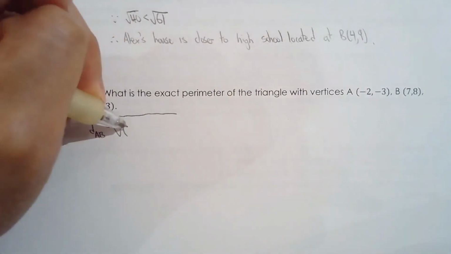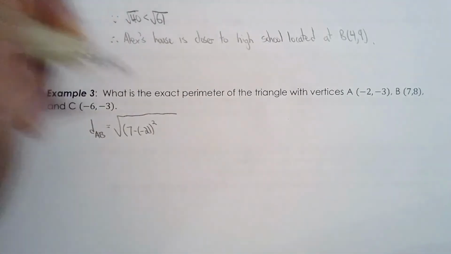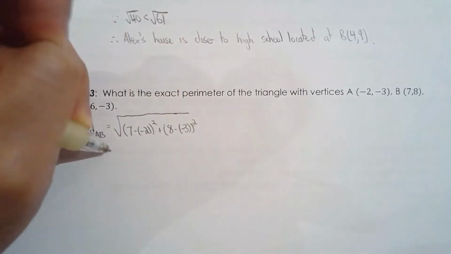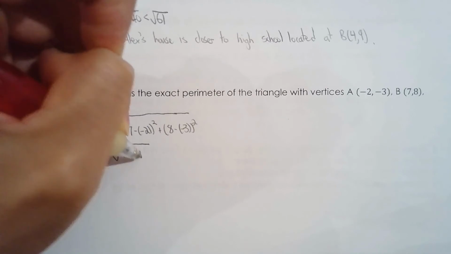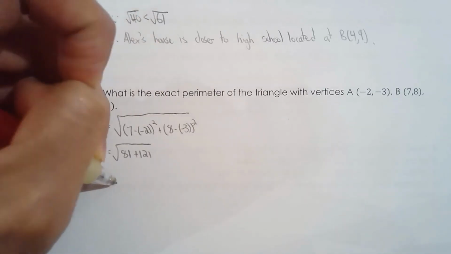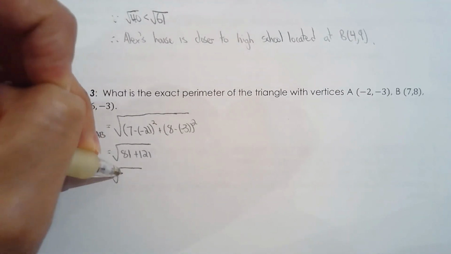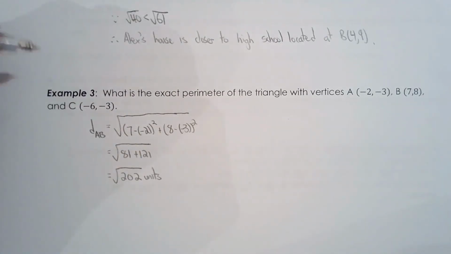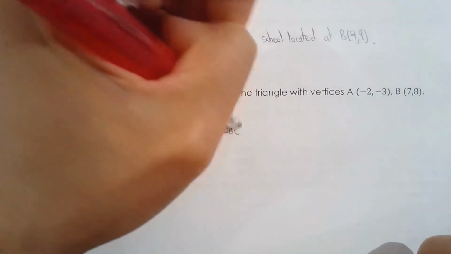So AB. Run squared. So it's going to be 7 minus negative 2 plus 8 minus negative 3. Okay, so that's going to be 9 squared is 81. That's going to be 121. 11 squared is 121. So this is going to be 202. All right, let's check. Oops, doesn't matter. We'll do BC first. Makes no difference.